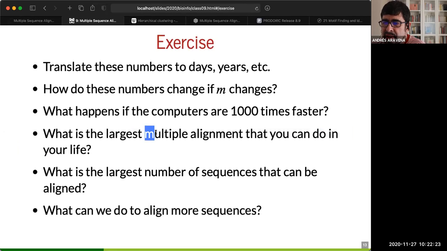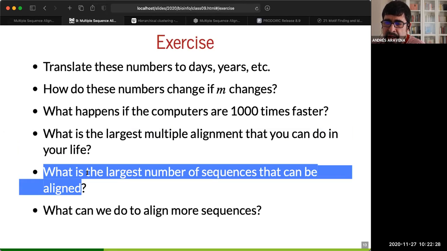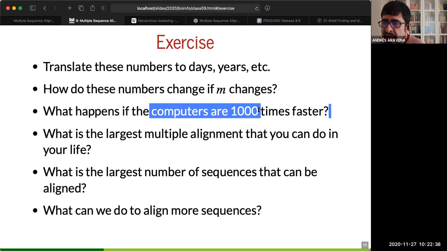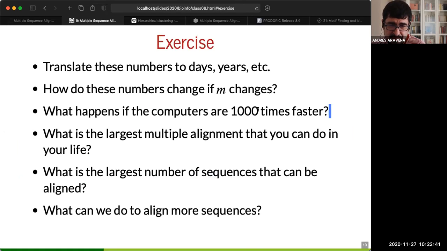So you can essentially say, what is the largest number of sequences that can be aligned? Well, that is again a super tricky question because it depends on how much time you have. What happens if the computers are 1,000 times faster? If you are super technically advanced and the computers are 1 million times faster, instead of 1 million centuries, you do it in 1 century with 8, but you cannot do 9.